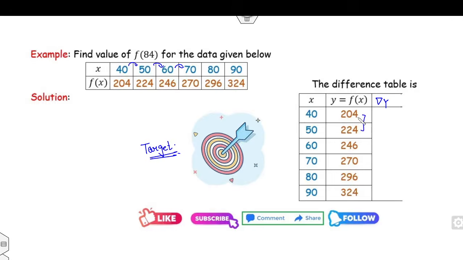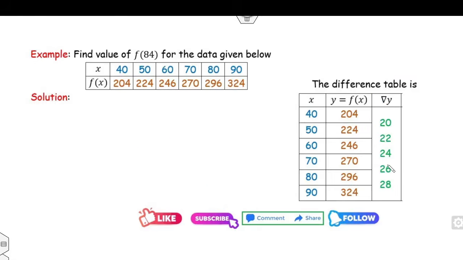So what is the difference of this? The first difference is 20. I can write this difference 20. Second, 246 minus 224, that is 22. Then you can find the difference of this, 270 minus 246, that is 24, and so on. You can complete this table.